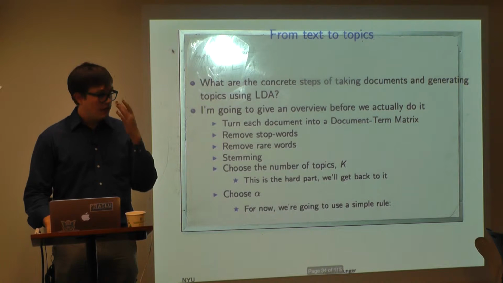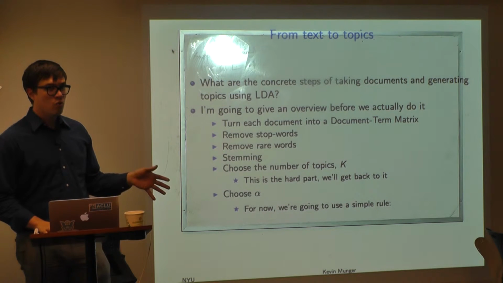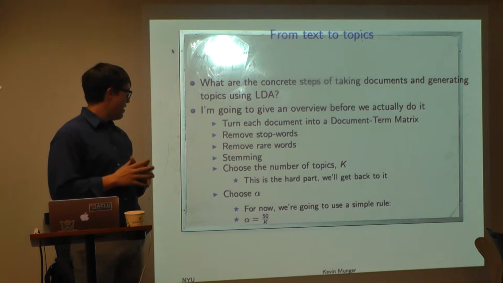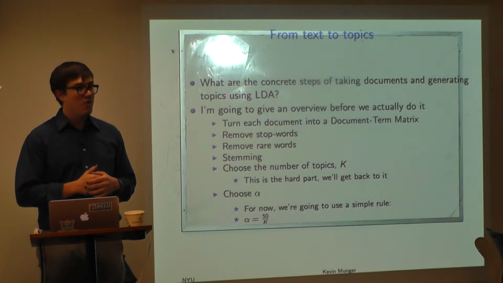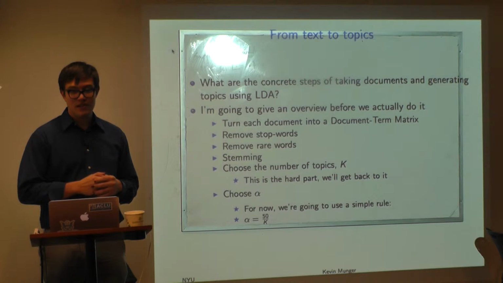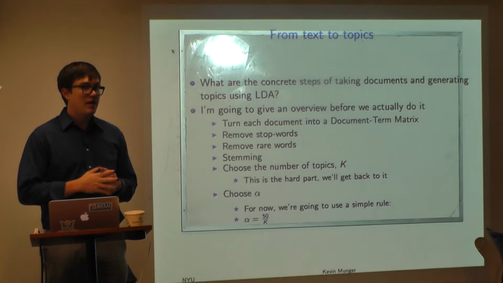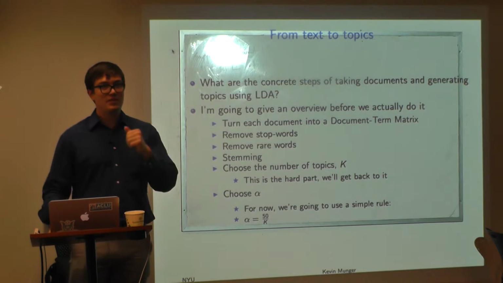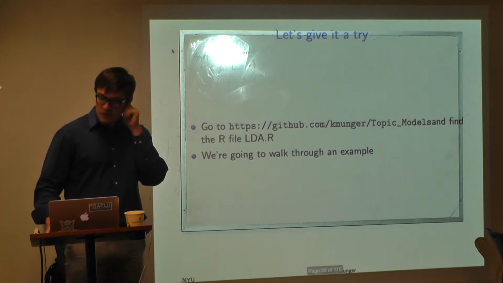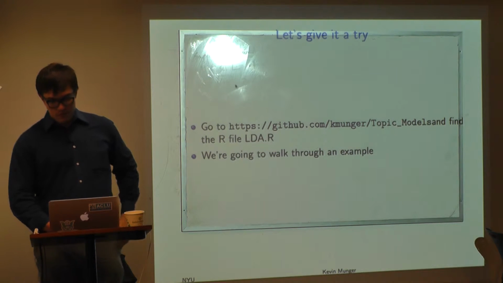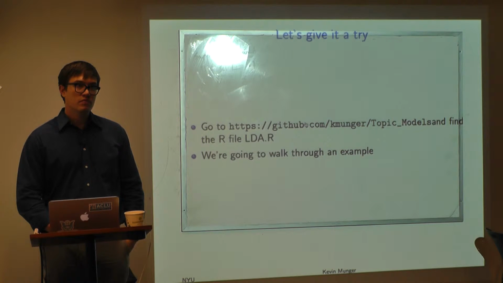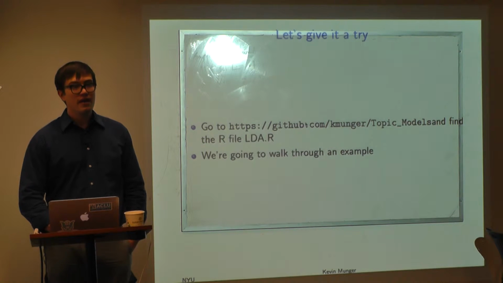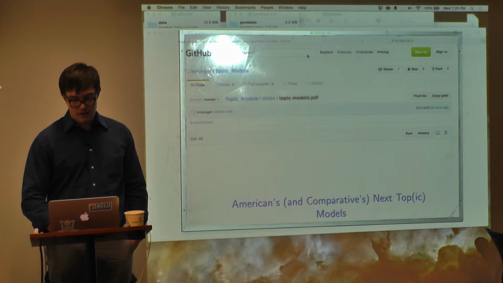Finally, we have to choose alpha, and for now, we're going to use a simple rule, which is just that alpha is 50 over K. There's a paper about this from 2004, and everyone uses it. But we're also going to talk about what happens if you optimize alpha. The difficulty, though, is still kicking the can down the road a little bit. You're still left with a decision to be made on K. Well, yeah, you choose K, and then you're all good.